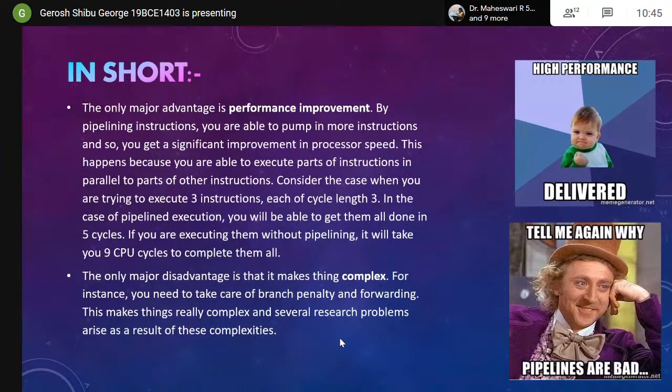Now coming to the disadvantage. The only major disadvantage is that it makes things complex. A little bit of complexity of the structure arises due to the pipelining concept. We have to take care of the branch penalty and forwarding, and it makes things really complex, and several research problems arise as a result of this complexity. But that's not a big deal. That's why it is said that pipelines are good, because the advantages are so much that they diminish the disadvantage.